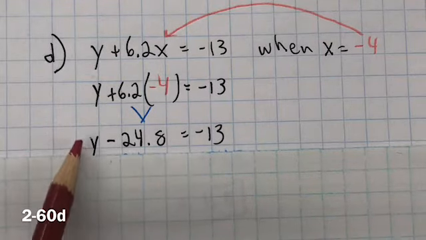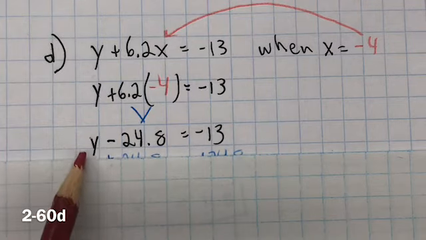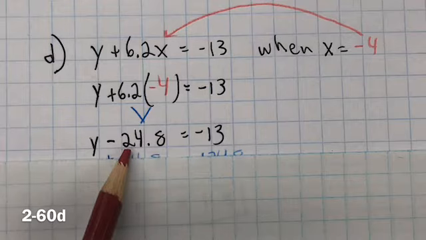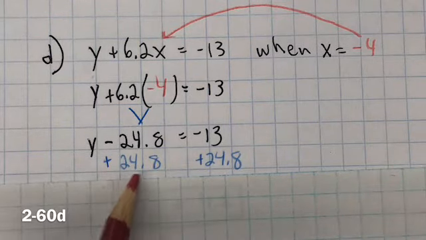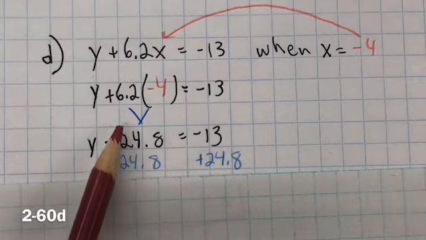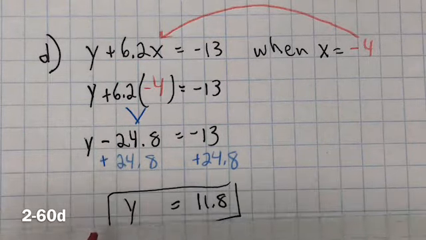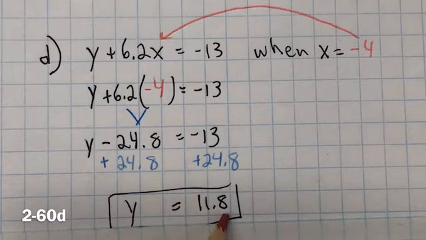Now I want to find the value of y, so I'm going to do inverse operations. So this is subtraction. The inverse operation of subtraction is addition. So I'm going to add 24 and 8/10 to both sides. This created a zero pair. So now I have y equals 11 and 8/10.